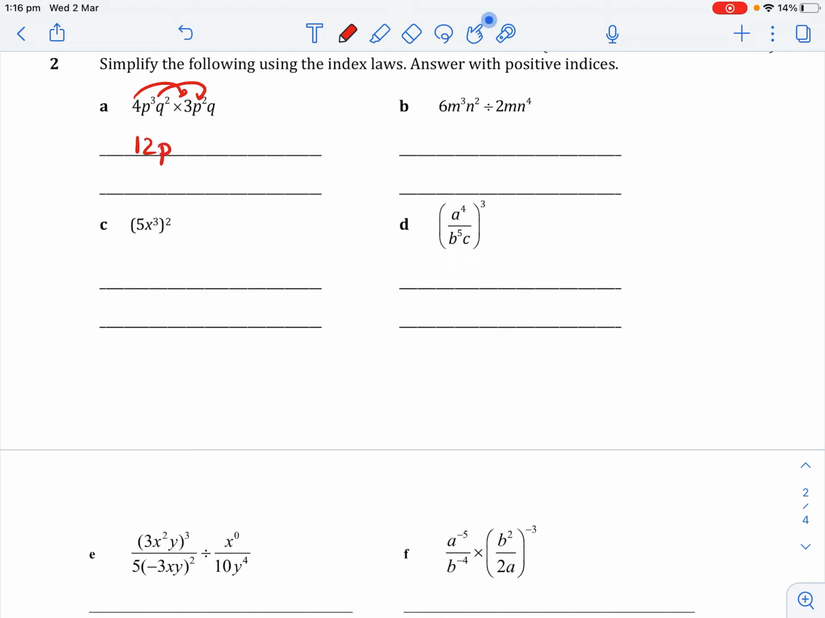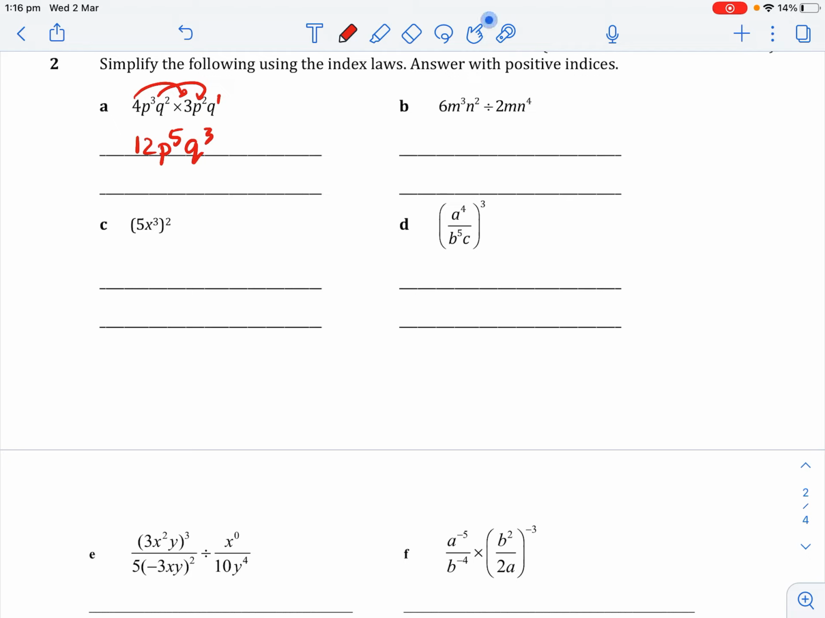I have a feeling I just said thirds instead of indices a second ago. So that would be p to the power of 3 plus 2, and I don't want to write that out because I know that it's just 5. Don't forget that this is a q to the power of 1, so when I add the powers for the q's, I get q to the power of 3.